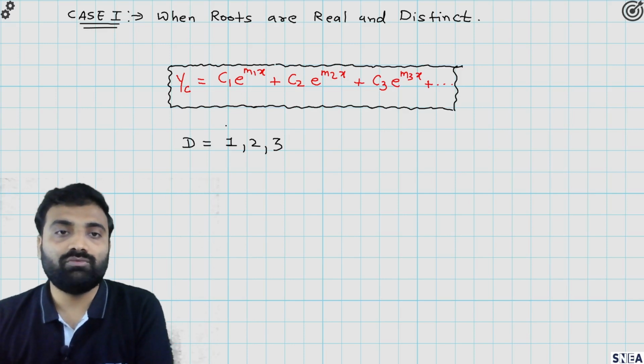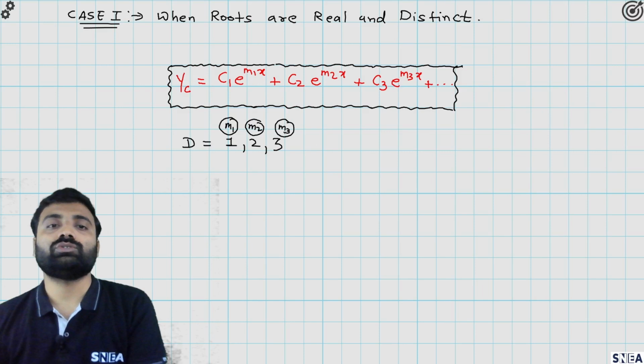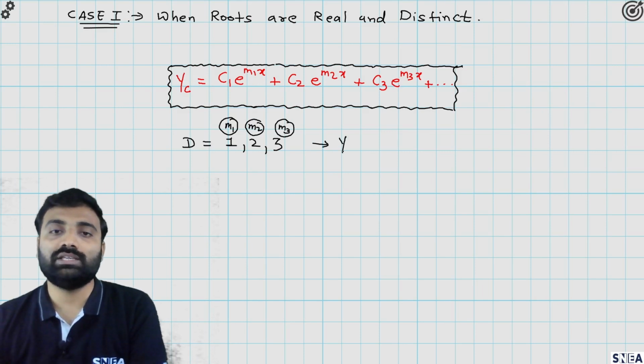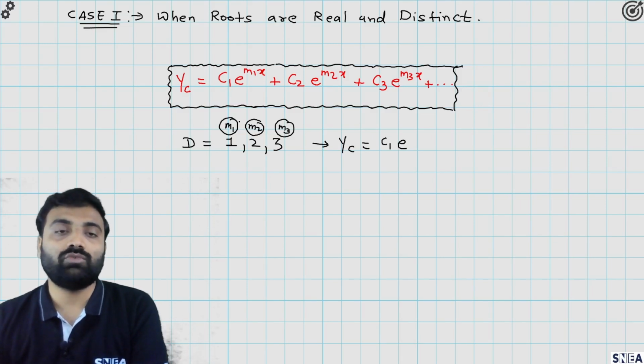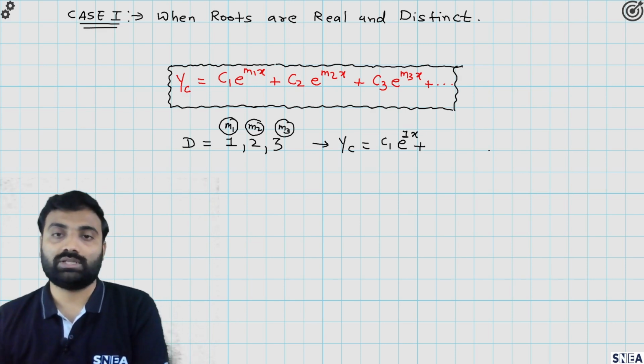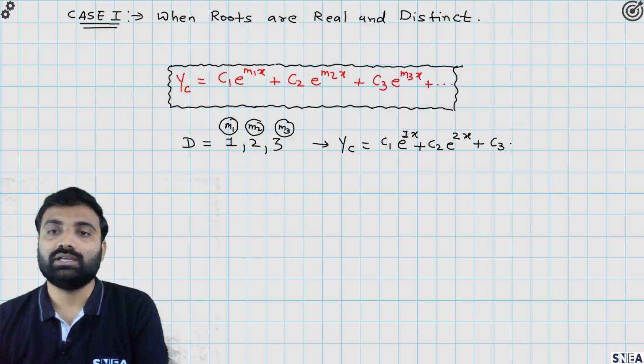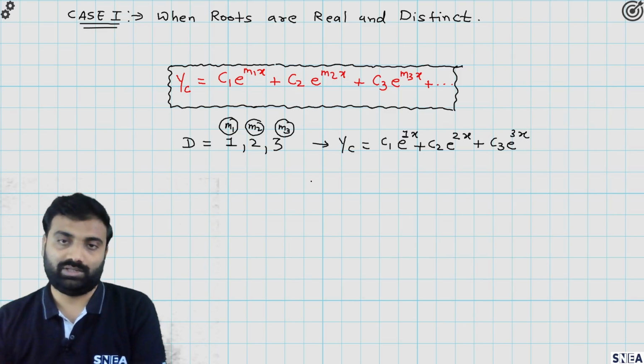So m1 will be 1, in place of m1 put 1, in place of m2 put 2, and in place of m3 put 3. So your yc will be c1 e raised to m1x. What is m1? m1 is 1, 1 into x means x only, plus c2 e raised to m2x. What is m2? Write 2x, plus c3 e raised to m3x. What is m3? m3 is 3, so 3x.